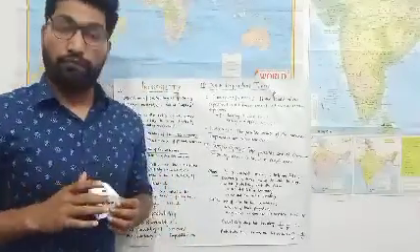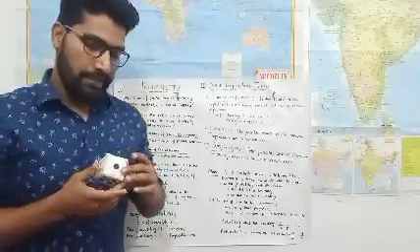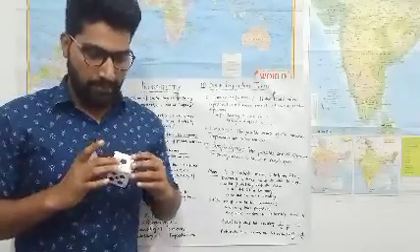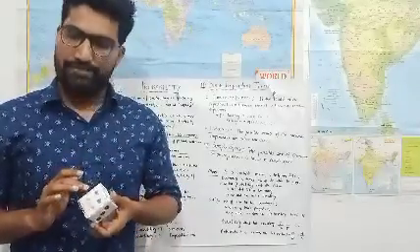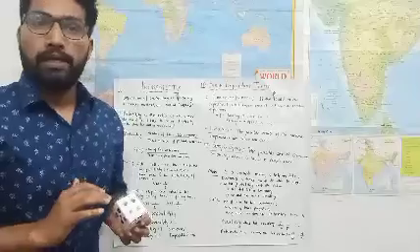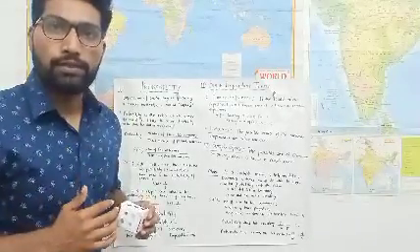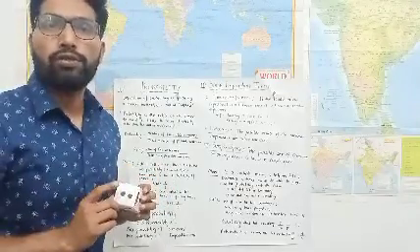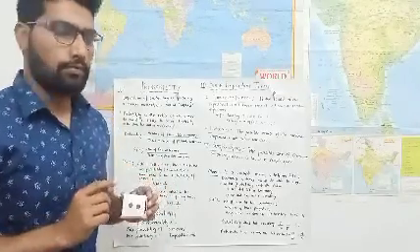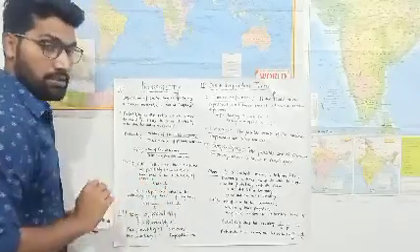The first example: while we roll a dice, there are a total of 6 possibilities. It may be 1, 2, 3, 4, 5, 6. So, if I ask what is the probability of getting 2, there is only one possibility of getting 2. So, the probability of getting 2 is 1 by 6.